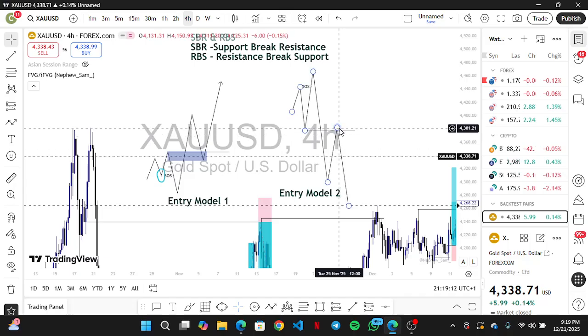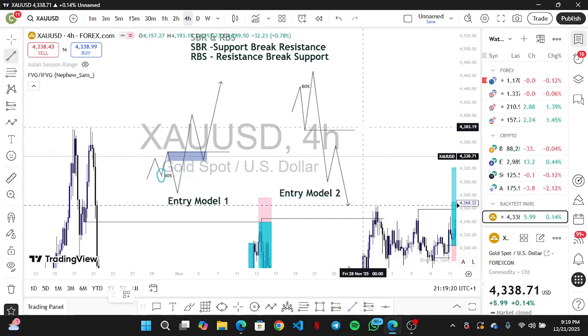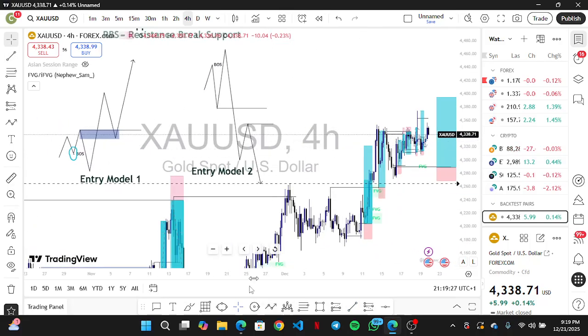Liquidity in the sense that I'm talking about: price did something like this, but then did something like this, creating this liquidity here, which will serve as an inducement. Some people will be entering from here. Some people will be looking to sell from this zone here. They'll be expecting price to crash when price comes back to this zone.